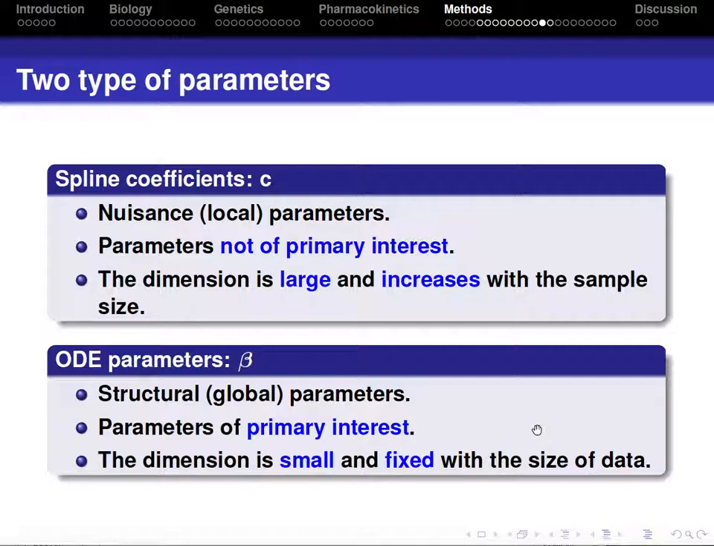The same principle applies here. We will put one knot at each data point with observations. So the number of coefficients is roughly equal to the sample size, the number of data points.